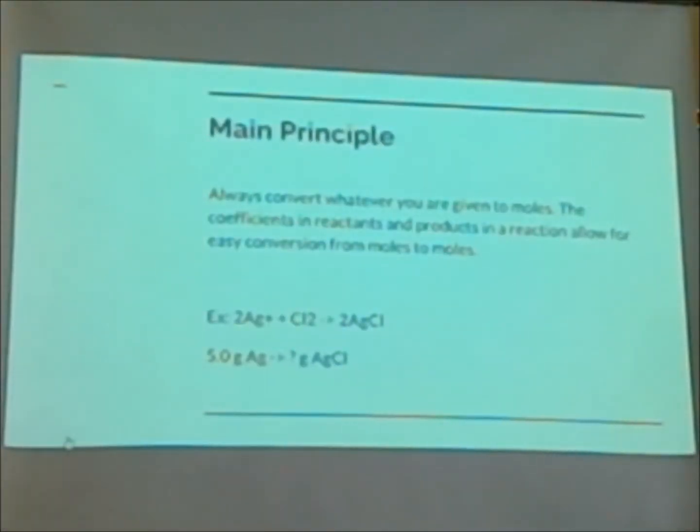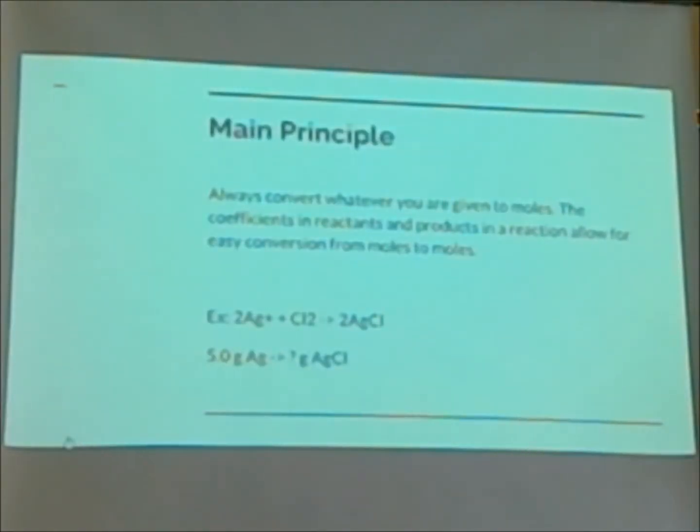Thank you, Alex. So we just put this in a calculator to get 6.64, but okay, 6.6 grams of silver chloride. Any questions, or does that make any sense?